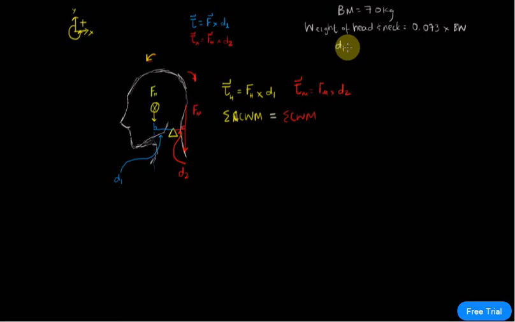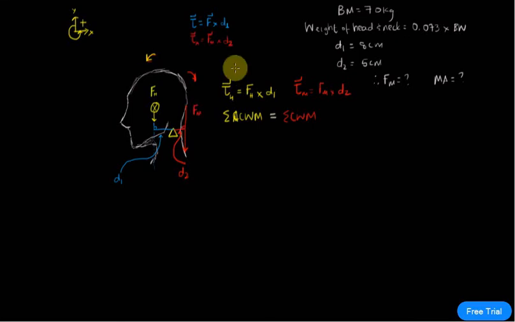I'll give you guys d1. In other words, the distance that the center of gravity of the head is from this axis of rotation is 8 centimeters. The distance that the muscle is from the axis of rotation is 5 centimeters. And therefore the question is, what is Fm? And what is the mechanical advantage of the system, right? Okay, so if I equate these aspects to each other, I have to solve for a few things first.